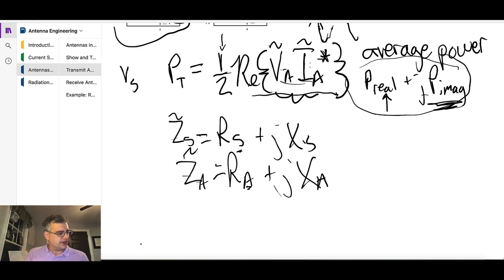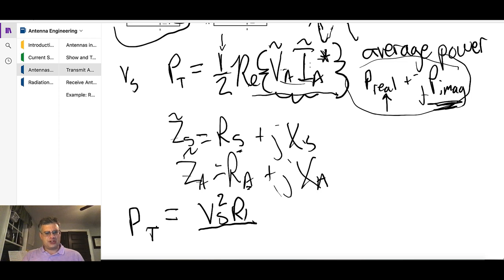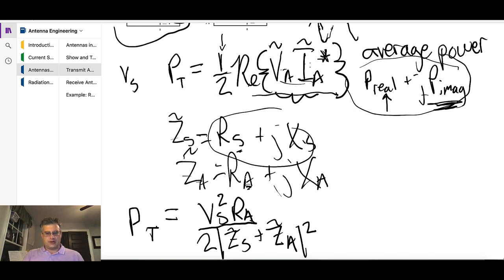So if I actually go through this and do a voltage divider equation, I won't beat you to death with the details here. You all know how to take voltage dividers, hopefully. But P sub T becomes the magnitude squared of the input voltage, V sub S, times R sub A, the real value of the antenna impedance, divided by 2 times the magnitude of Z sub S plus Z sub A, squared. So you add those two complex impedances together, take the magnitude squared times 2, and put it in the denominator. And this gives you an expression for power. If you want to check that unit-wise, we have units of volts squared, resistance on top, and resistance squared on the bottom. So that's going to be volts squared per ohm, which we know is watts.